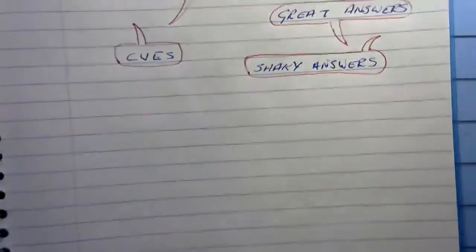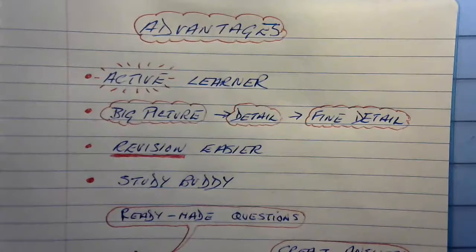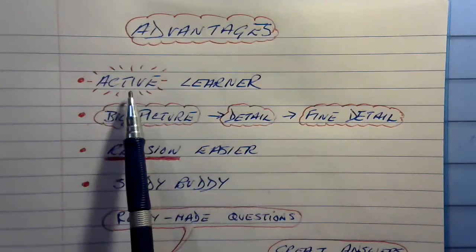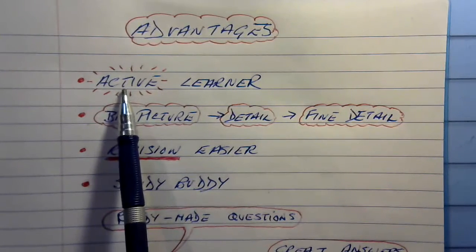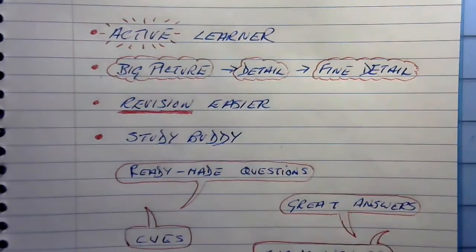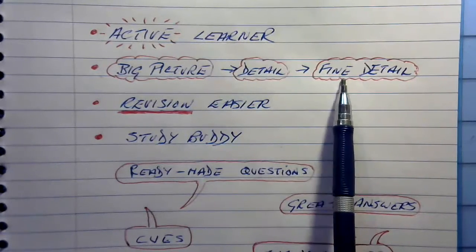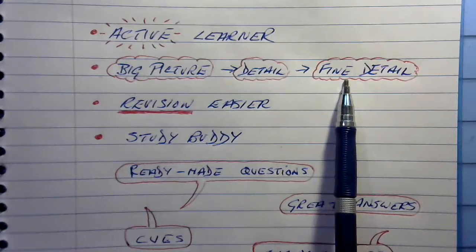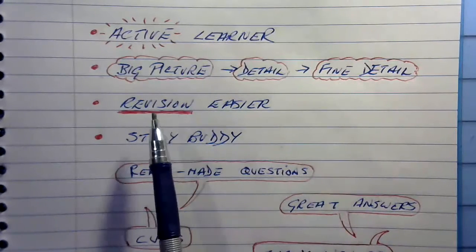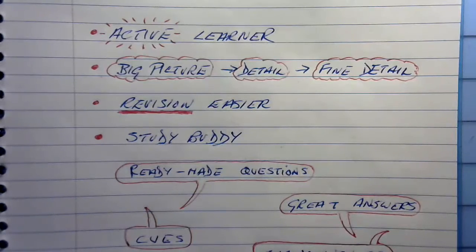So what are the advantages of doing things this way? Well, first of all, I reckon it makes you an active learner. Instead of just sitting back and watching a video, you're actively watching the video. And your learning, if you notice, is going from big picture to detail to fine detail. And that's got to be good.